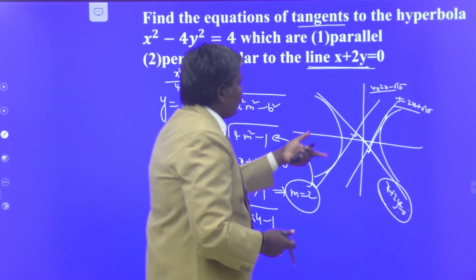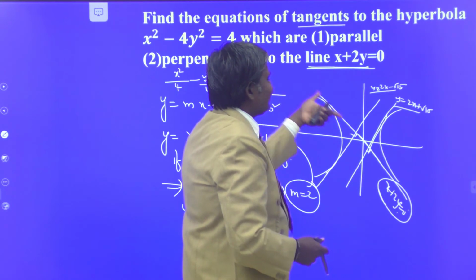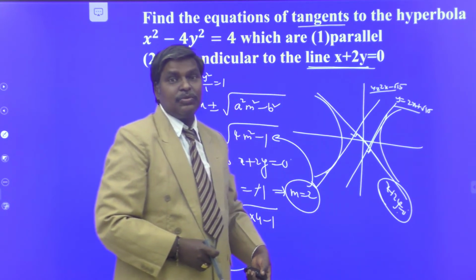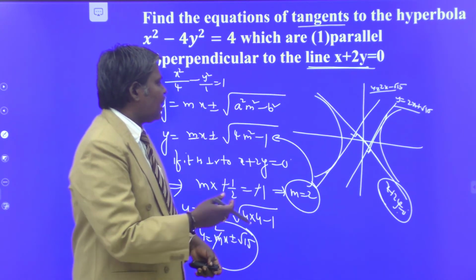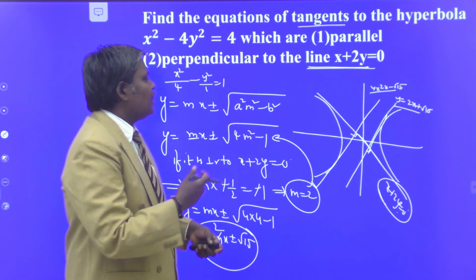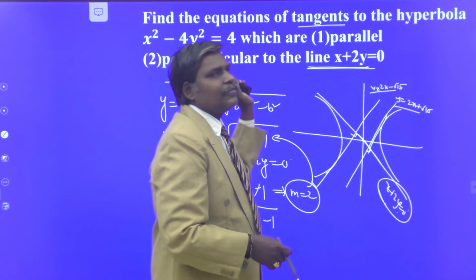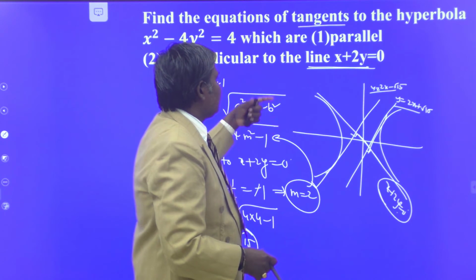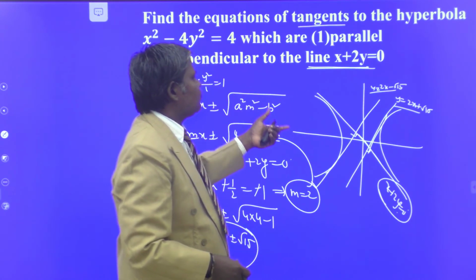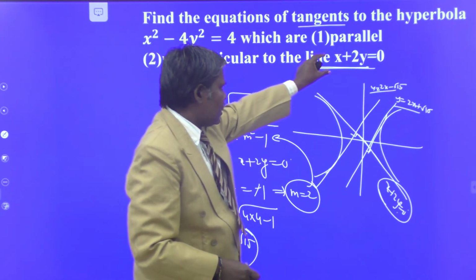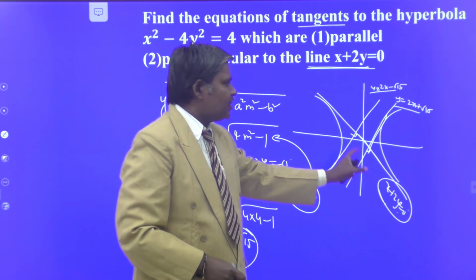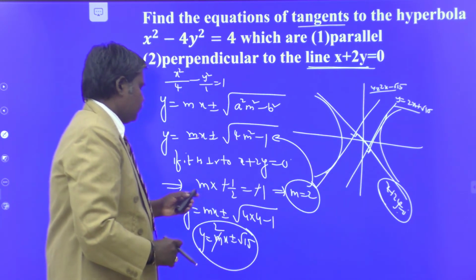In the next class we will discuss that these types of lines are known as asymptotes of the hyperbola. Asymptotes are nothing but tangents to the hyperbola, but these lines touch at infinity. We will discuss the entire concept related to asymptotes in the next class. So here x + 2y = 0 is an asymptote of this hyperbola. Understand?